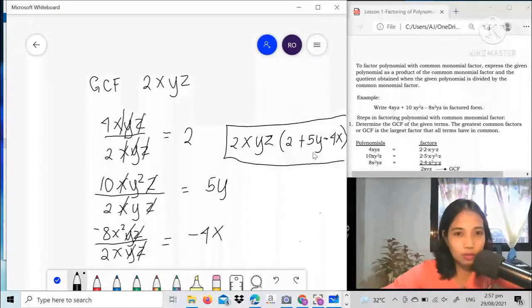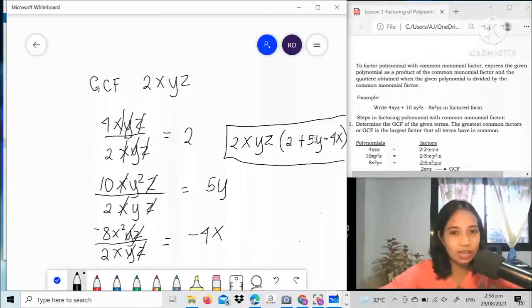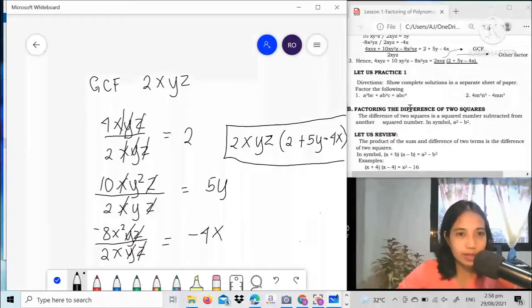So, paano natin nakuha yung may plus sign dito? So, para hindi na kayo malito kung anong gagamitin, kung plus sign or minus sign, tingnan nyo lang yung original na expression. Kung ano yung mga signs doon sa original expression, yun din ang magiging sign sa final answer. Okay? So, let's proceed to the exercises. Practice number 1. Okay, so let's erase this first.